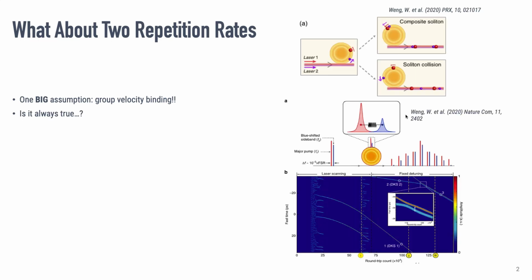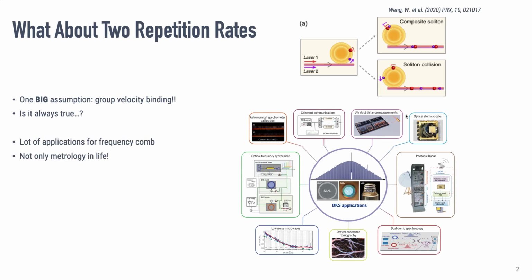Actually, there's many, many works, here the work by Tobias Kippenberg, where the group velocity is actually not bound at all, and you can either make them travel together, or you can make them not travel together at all. So it's really something you can play with. And also, I told you, at the application level, you have many, many things. Metrology, although we're very focused on it at NIST, is not the only thing in life. You can do much, much more with a frequency comb.